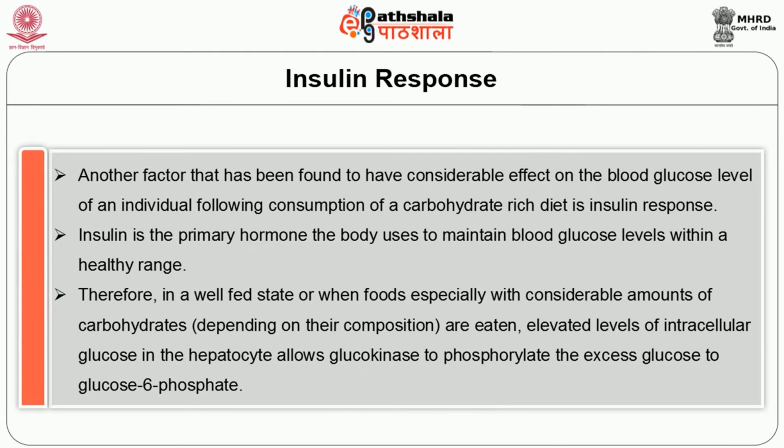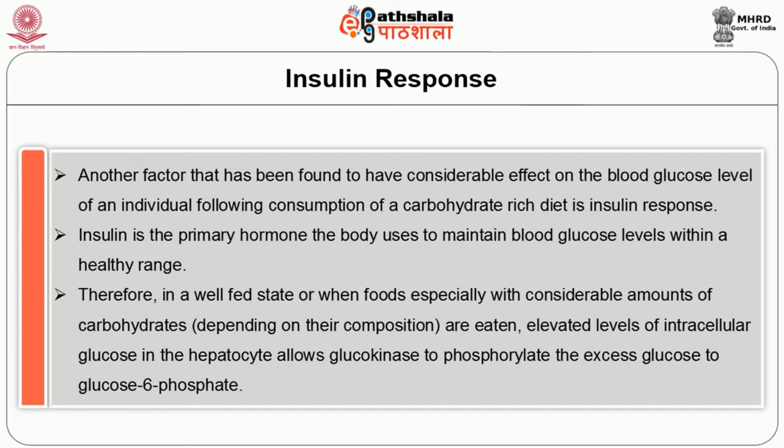The fifth factor is the insulin response. This factor has been found to have a considerable effect on the blood glucose level of an individual following consumption of a carbohydrate-rich diet. Insulin is a primary hormone the body uses to maintain blood glucose levels within a healthy range.